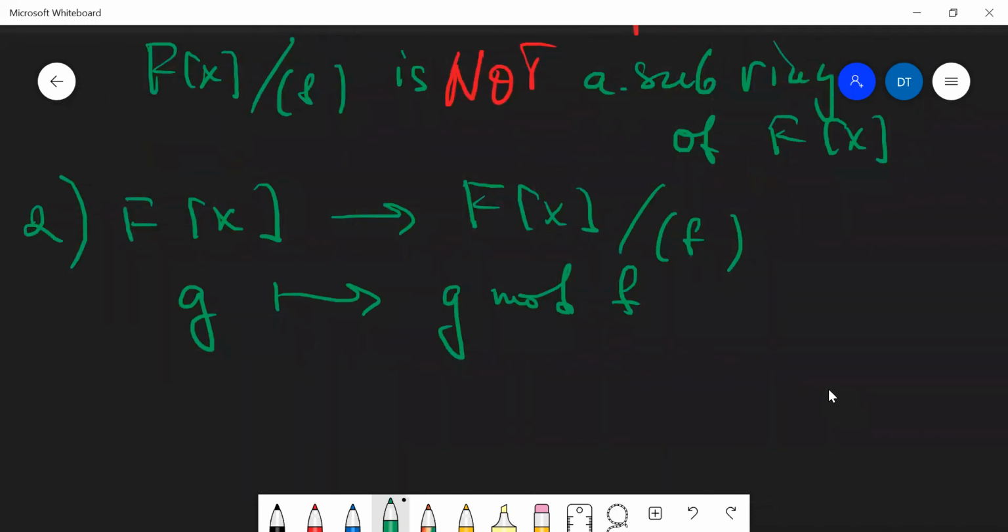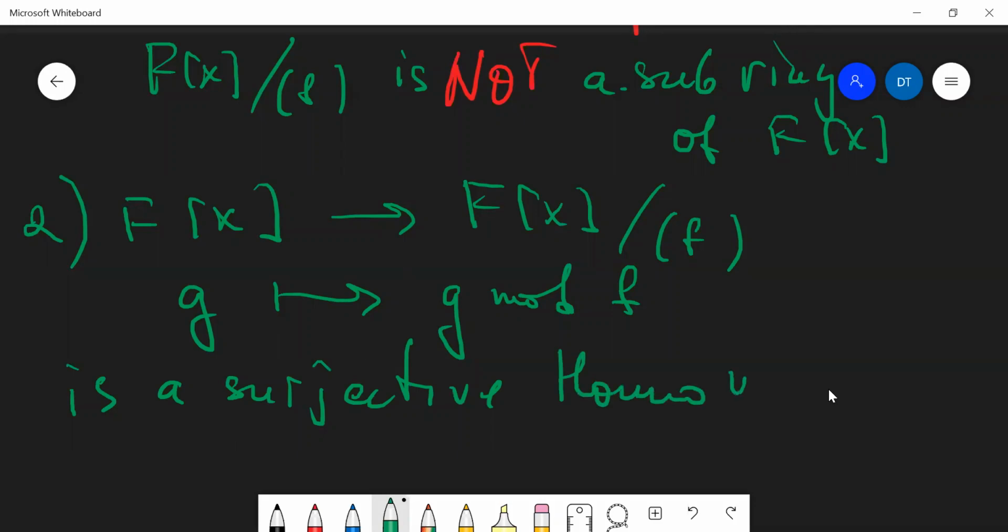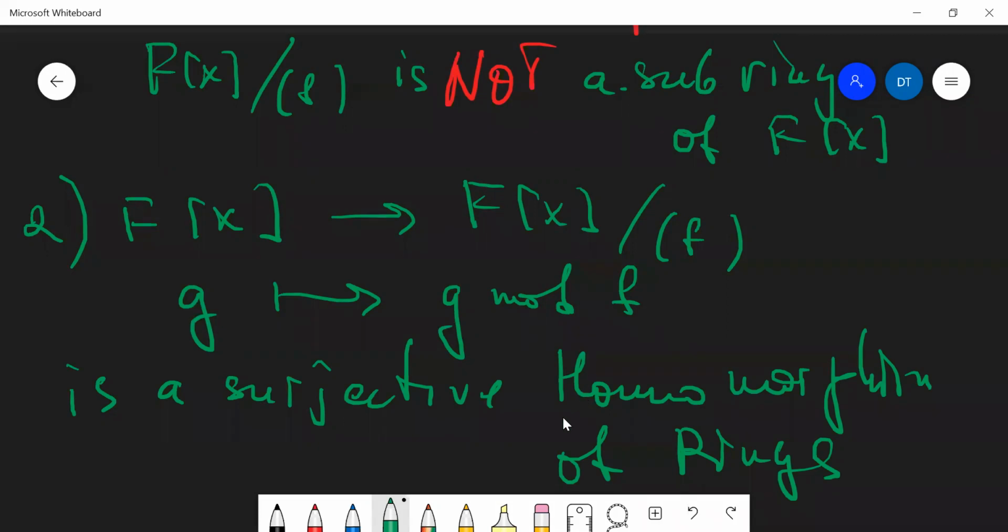So this map is a surjective homomorphism of rings. So you cannot embed this thing into this one, but you have a map in the opposite direction. You can take any polynomial and produce the corresponding remainder in this ring. And this map, taking G to G modulo F, is a homomorphism of rings, and it's obviously surjective.